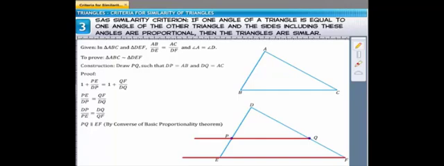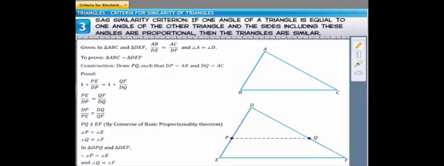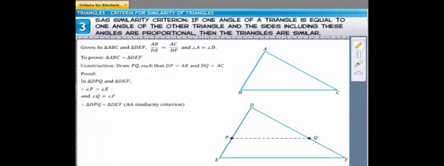Since PQ and EF are parallel, angle P is equal to angle E, and angle Q is equal to angle F, because they are corresponding angles. Now consider triangle DPQ and triangle DEF. Since angle P is equal to angle E, and angle Q is equal to angle F, triangles DPQ and DEF are similar. Let's call this equation 1.